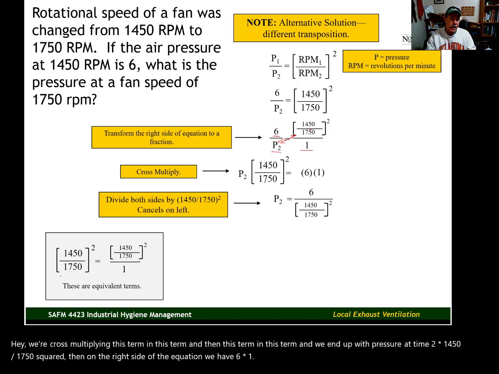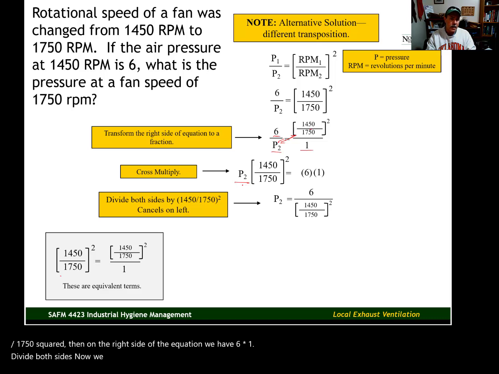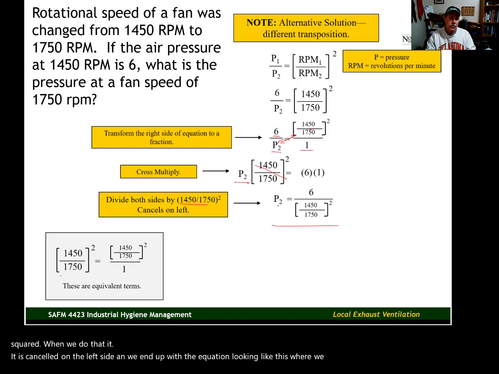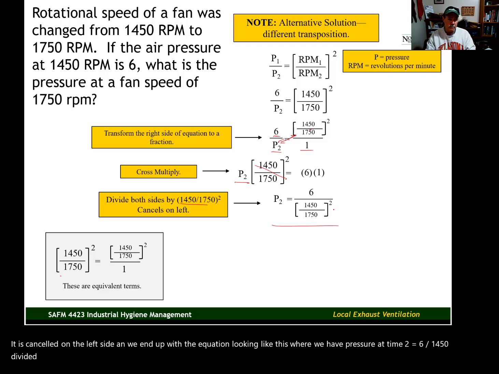Now, we still need to isolate pressure at time 2. To do that, we need to divide both sides by 1450 divided by 1750 squared. When we do that, it is canceled on the left side, and we end up with the equation looking like this, where we have pressure at time 2 equals 6 divided by 1450 divided by 1750 squared.